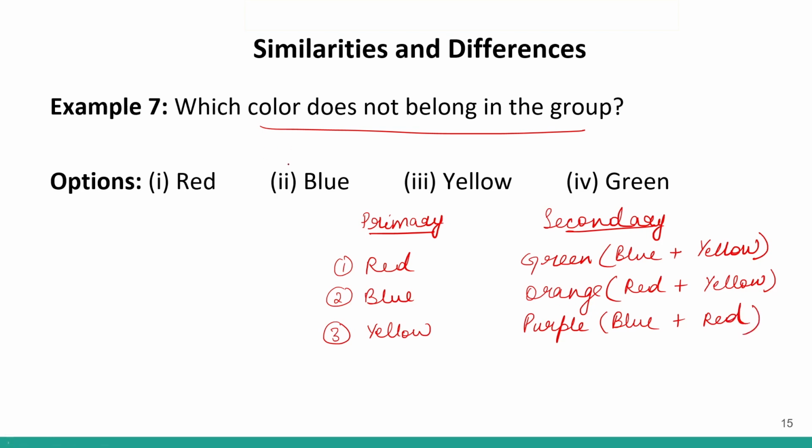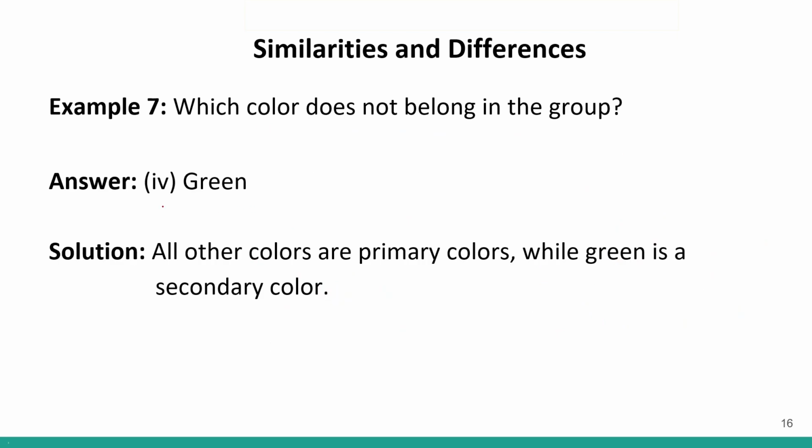So in this particular question, we see red is a primary color, blue is a primary color, and yellow is also a primary color. Only green is a secondary color. So the answer will be option number 4, green. This concept of primary and secondary colors is also something that you should know. Very clearly, all other colors are primary colors while green is a secondary color.